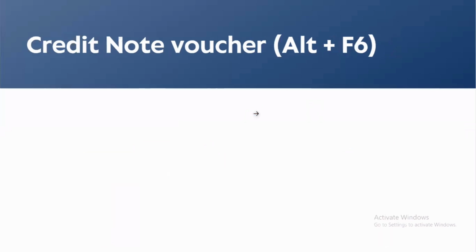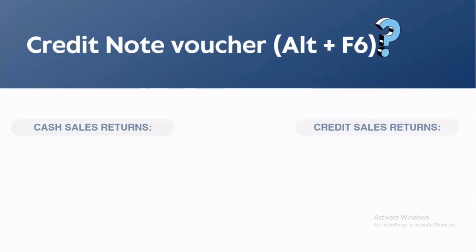Next. What is credit note voucher? It is used to record the transactions relating to sales returns and return inward. Yes, sales return is also known as return inward. And the shortcut key of credit note voucher is Alt plus F6. And there are also two types of vouchers, cash sales returns and credit sales returns.